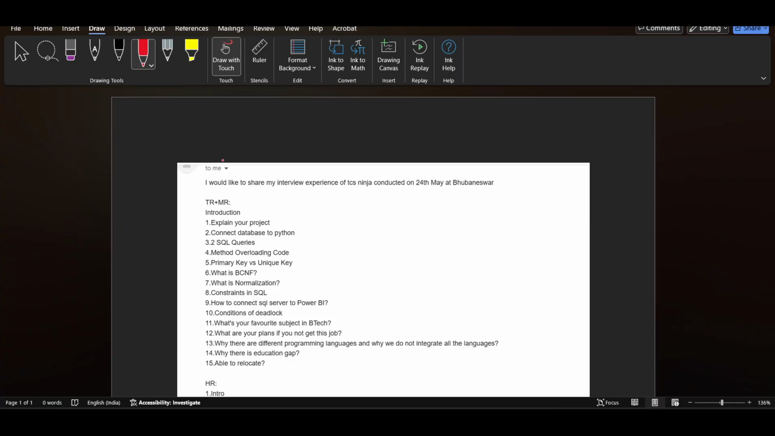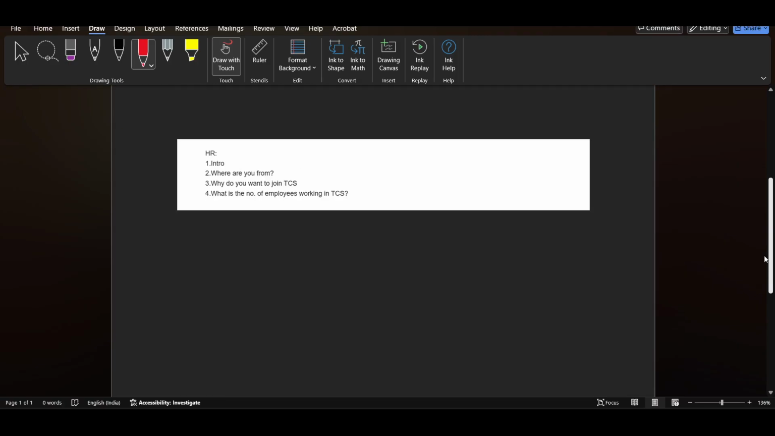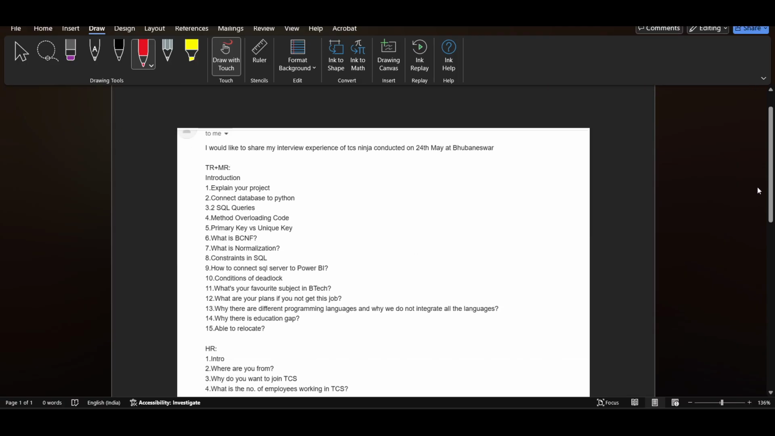So if you can see here, one candidate shared this experience with me on my email ID. "I would like to share my interview experience of TCS Ninja conducted on 24th May at Bhubaneswar." So this is the interview experience of Bhubaneswar for the TCS Ninja profile. They have shared the experience.